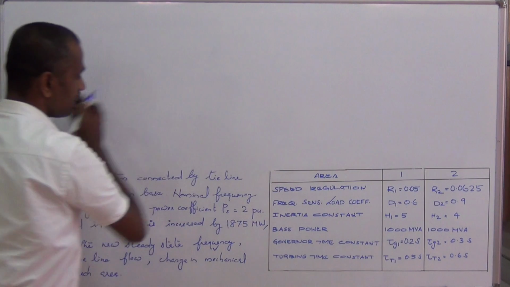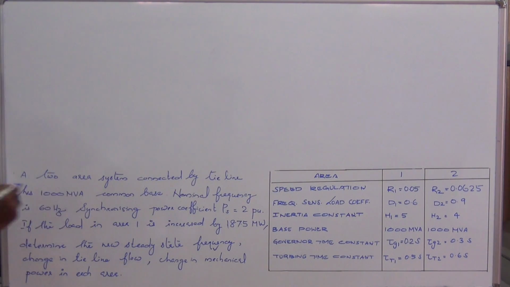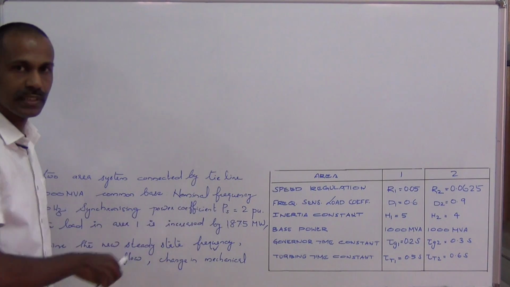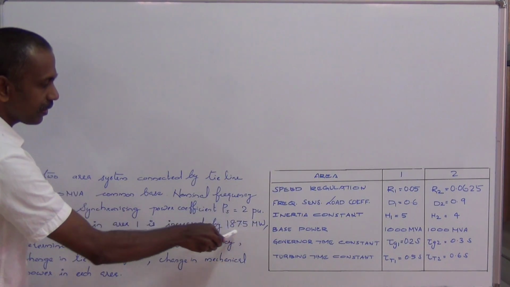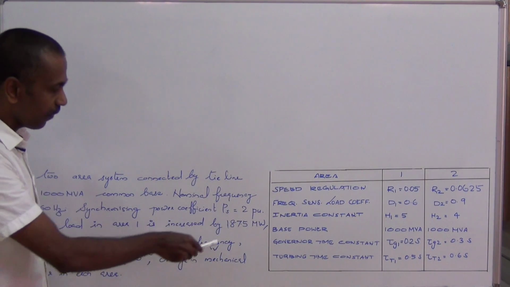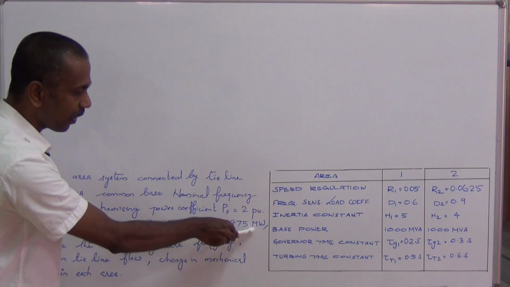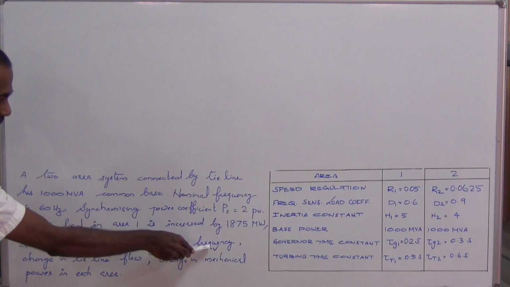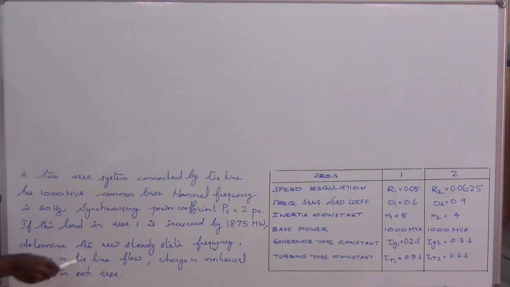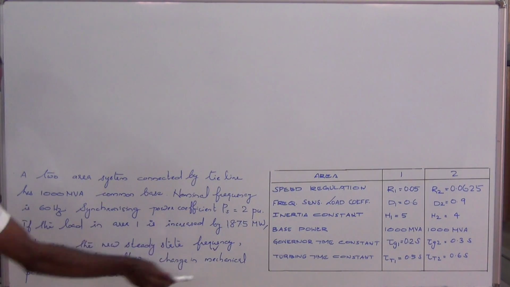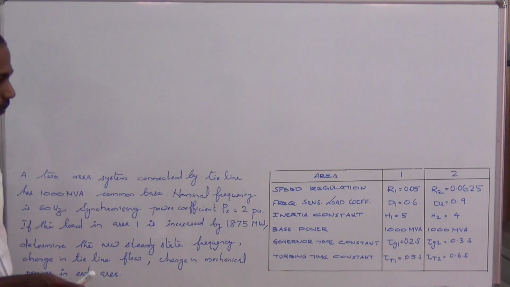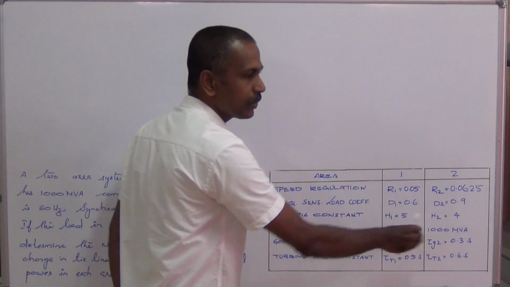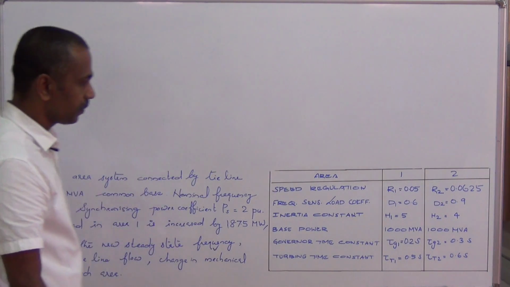Let us choose 100 MVA as the common base. The nominal frequency is 60 Hertz. The synchronizing power coefficient is given. This is the change in load in the first area. We are connecting 187.5 megawatt in the first area. We have to find out the new steady state frequency, the change in tie line flow, and the change in mechanical power in each area. The parameters of the two single area systems are specified.